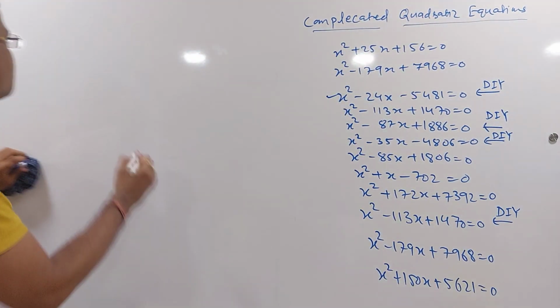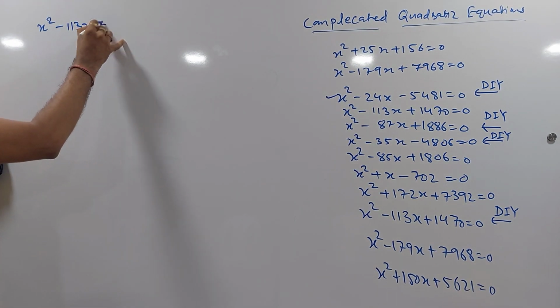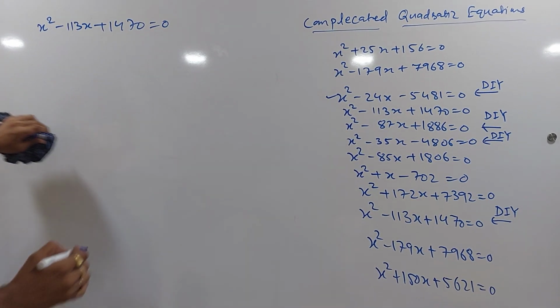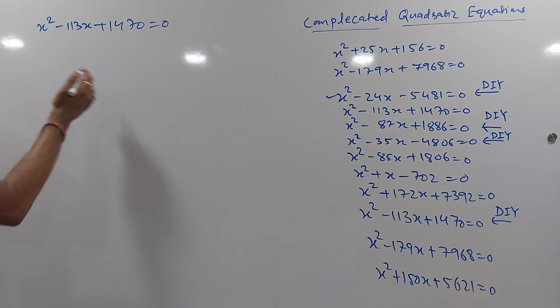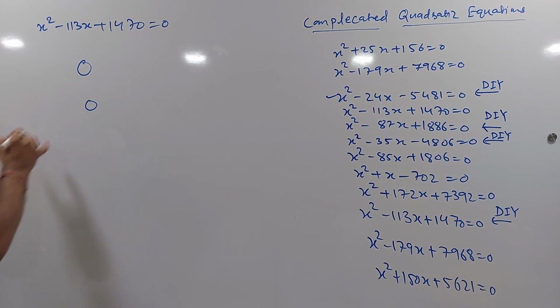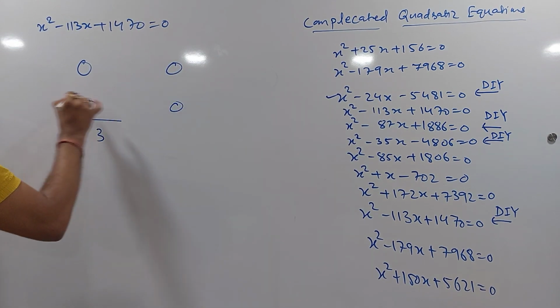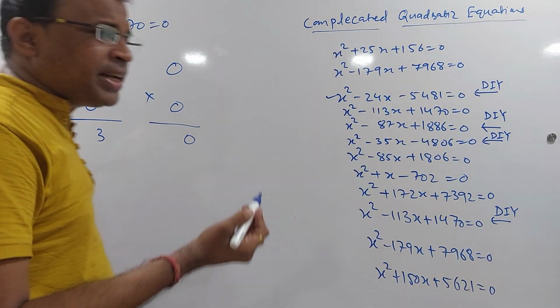Next, let me try the next question. X square minus 113x plus 1470. It could be easier, I guess, because I am getting the sum to be this. It's again a minus sign. So what could be the case? I want two numbers whose sum is ending in 3 and whose product is ending in 0. So that means the product ends in 0.